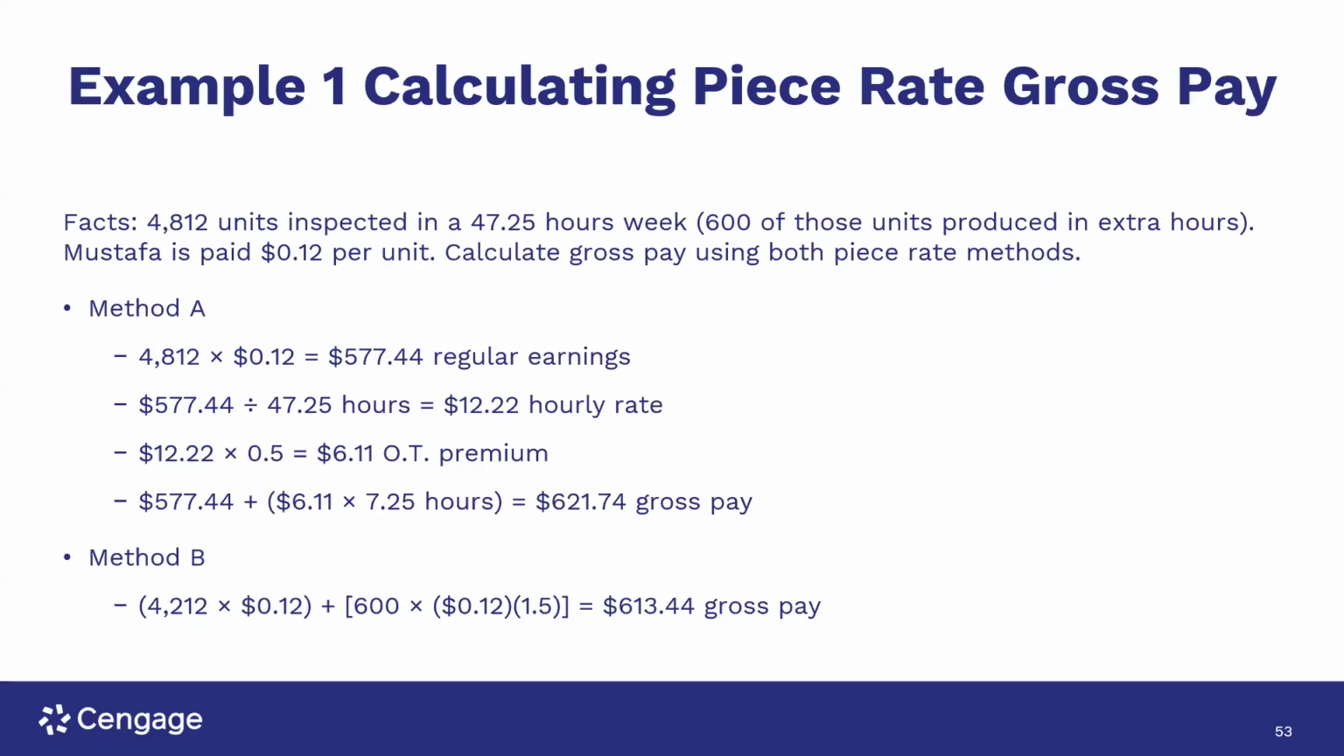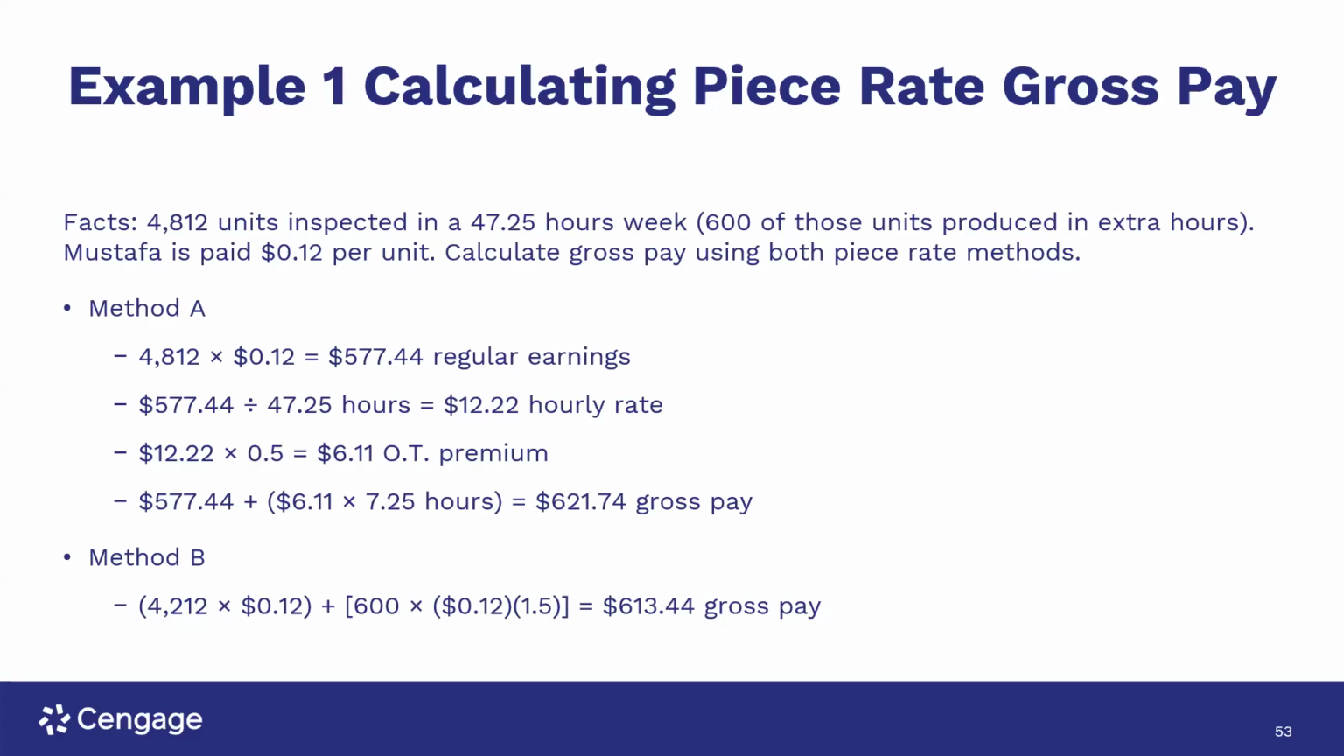Method B is only using the overtime, counting the actual number of units produced after the 40th hour of work. We take 600, which is the extra units, times 12 cents times time and a half to get the overtime pay, and then the regular time units times 12 cents to get the regular pay, and that's 613.44.